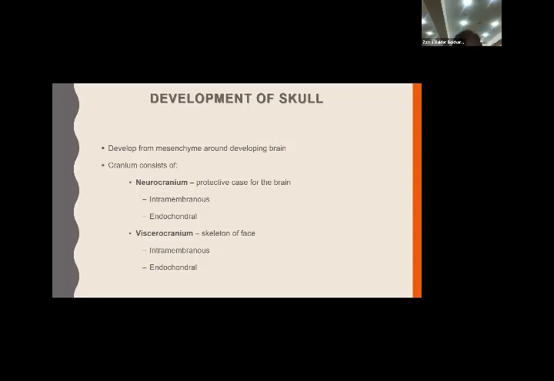दूसरा पार्ट है viscerocranium. Viscerocranium is that part that develops into the skeleton of the face. Face के जो bones हैं, they are called viscerocranials, and similarly they are also developed by two processes. Part of the skeleton of the face develops by intramembranous ossification, and part of the skeleton of the face develops by endochondral ossification. अभी in detail ये हम सारा कुछ डिस्कस कर लेते हैं.